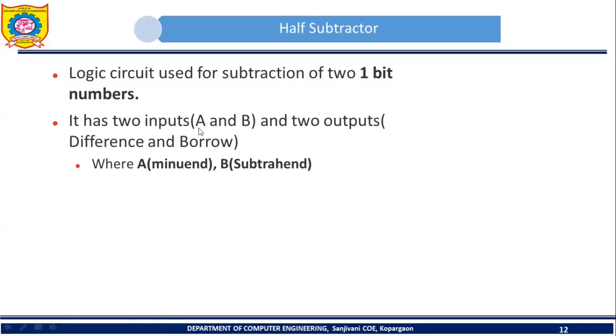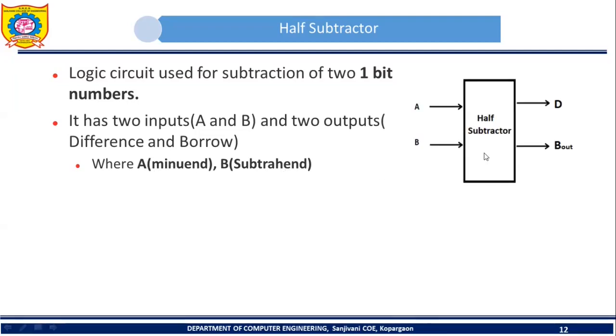Here we are going to consider A as a minuend and B as a subtrahend. That is, we are going to perform operation A minus B. So this is block diagram for half subtractor. A is input, B is input, and two outputs D and B out. D stands for difference and B out stands for borrow. Now let's try to design truth table for half subtractor.